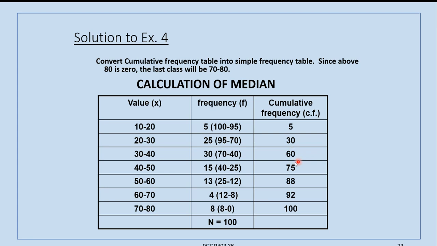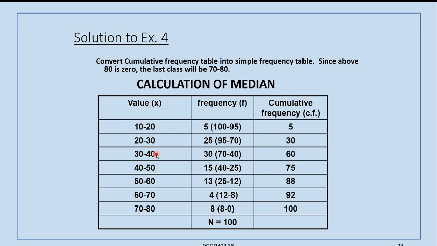50 is falling here. In this cumulative frequency, 50 is falling. That means the median class is 30 to 40. Median class is 30 to 40. That means the median falls in the value of 30 to 40.